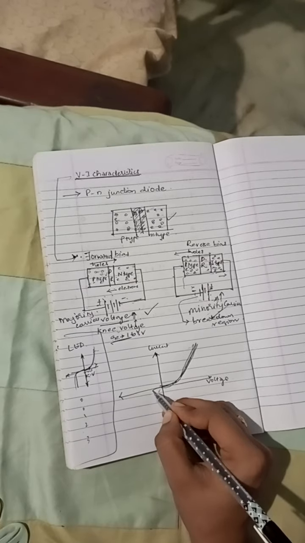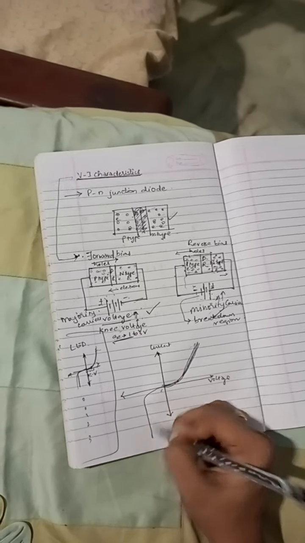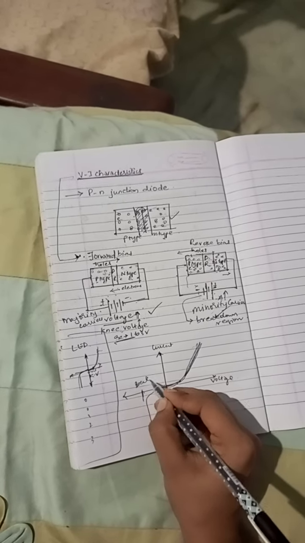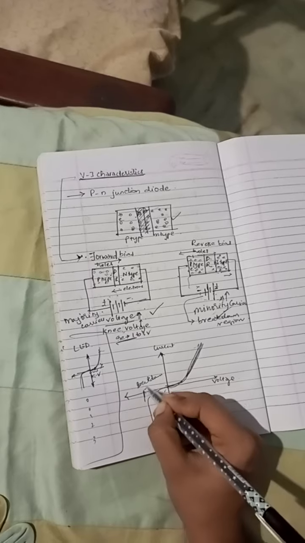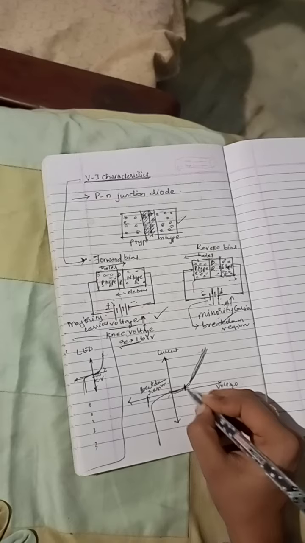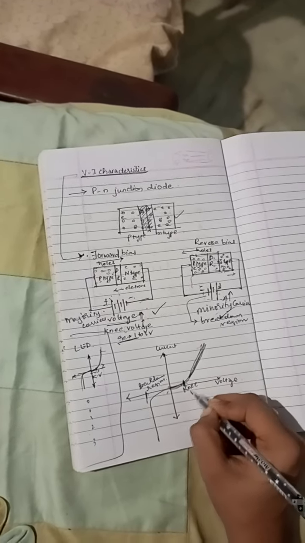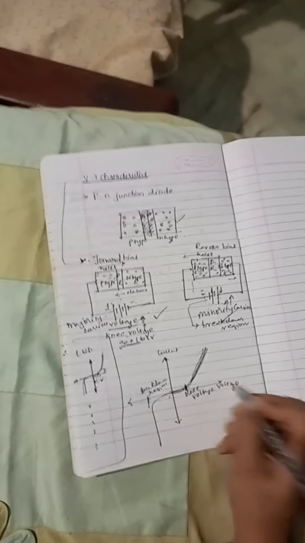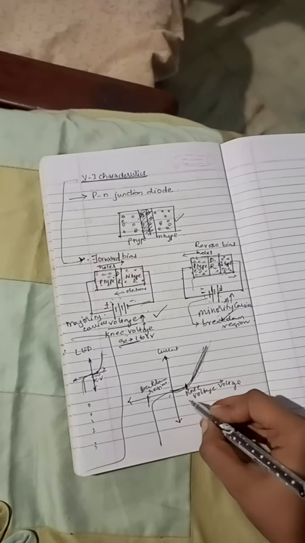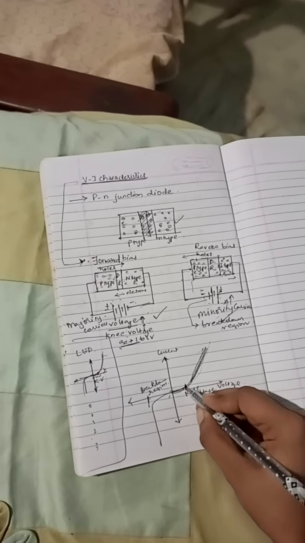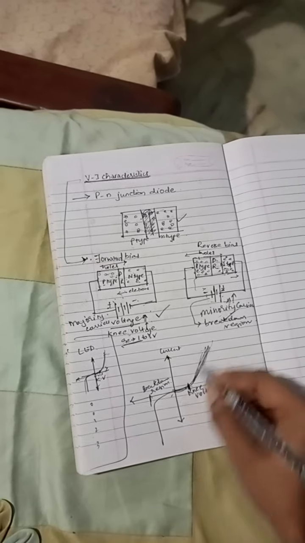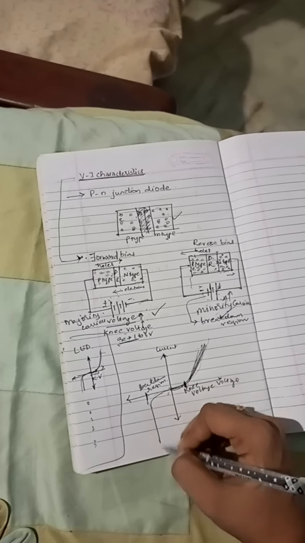Whereas here, after some extent, there will be a breakdown voltage. This is called the breakdown region. This is called the knee voltage. From then on the current will increase. As we go on increasing the voltage here, from that extent onwards we will experience a rise in the current. From here also we will experience a reverse current.